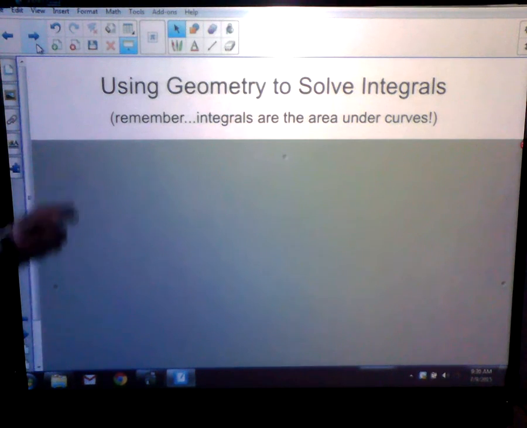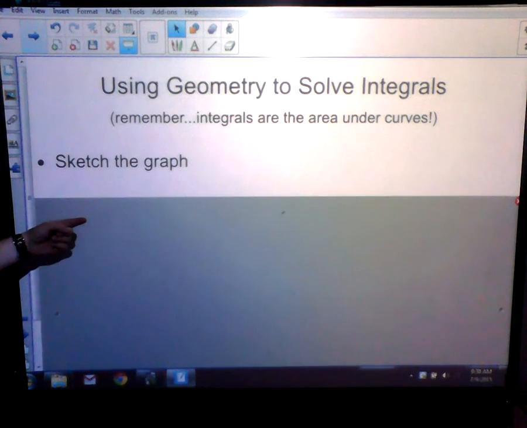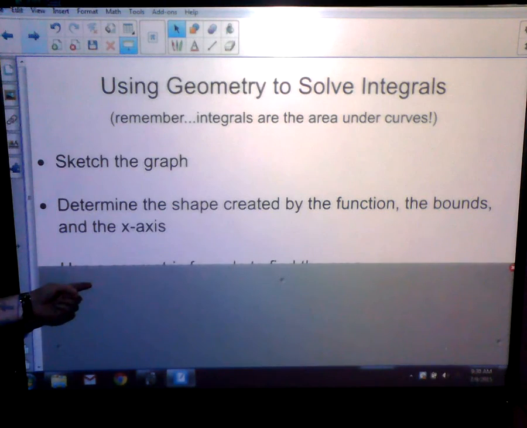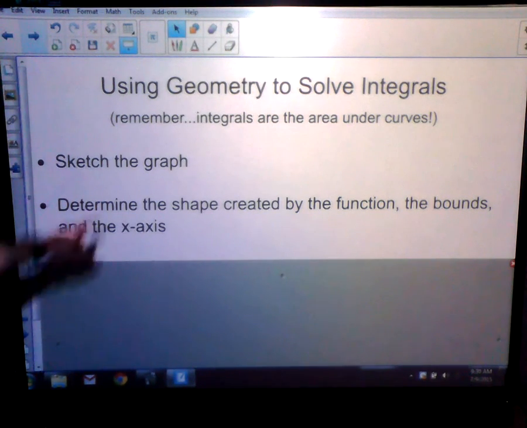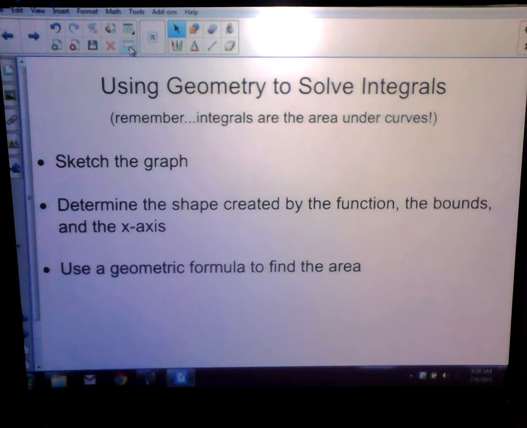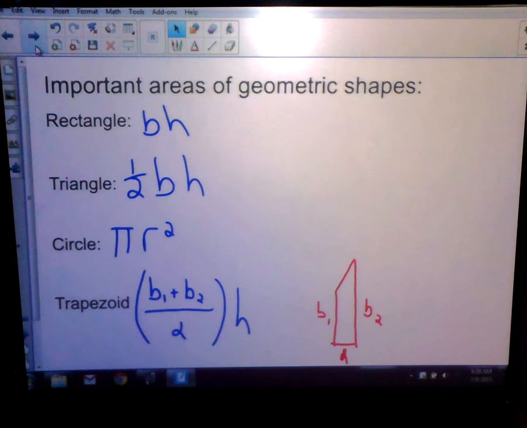What other shapes could I give you? Well, we'll talk about it in a second. But how do I do this? I sketch the graph, determine the shape created by the function, the bounds, and the x-axis, and I use a geometric formula. Yeah, you have to know some basic geometric formulas. A rectangle is base times height. A triangle is 1/2 base times height. A circle is pi r squared.